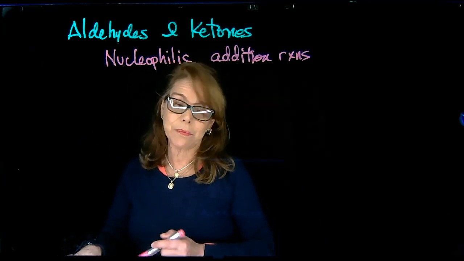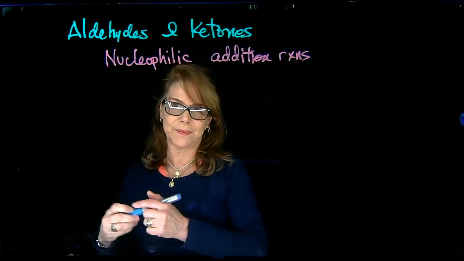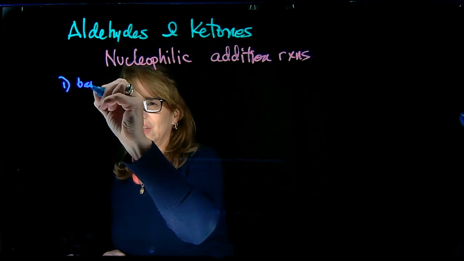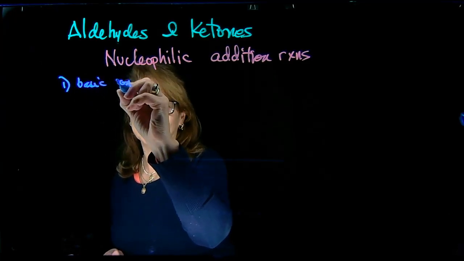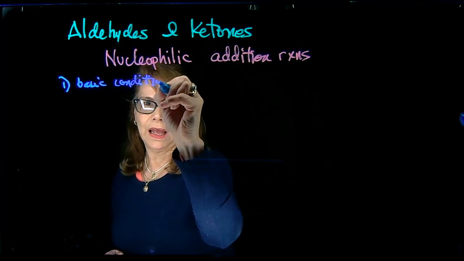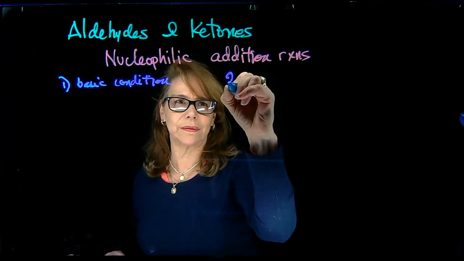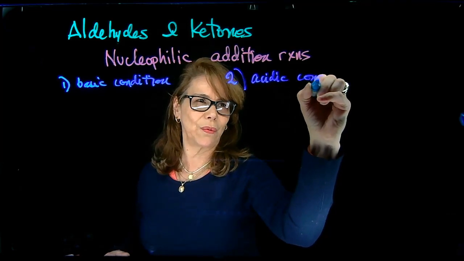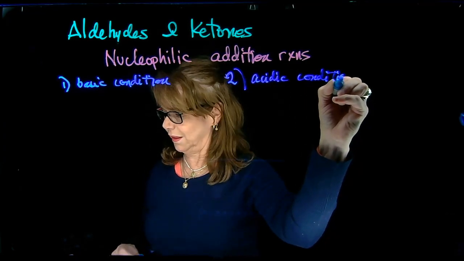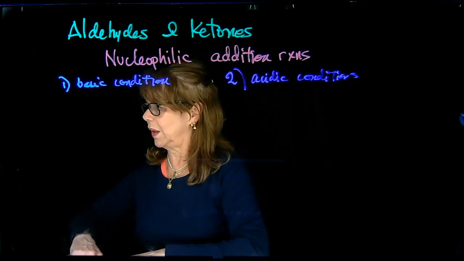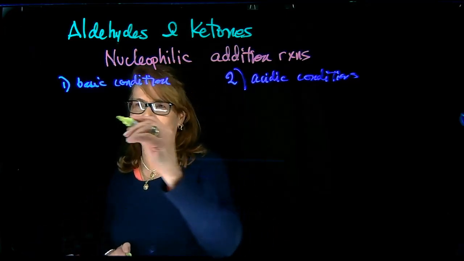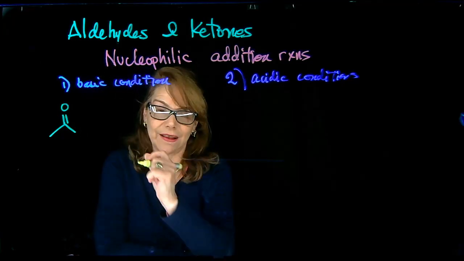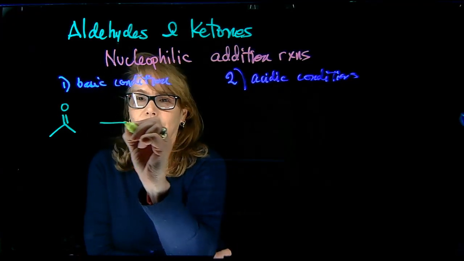So the main mechanism that you're going to be seeing is, again, we have one under basic condition, and we're going to have another mechanism under acidic conditions. So what is that? Let's just have an example of ketone. Let's draw acetone for the basic, and say that we're making it react with hydroxide.